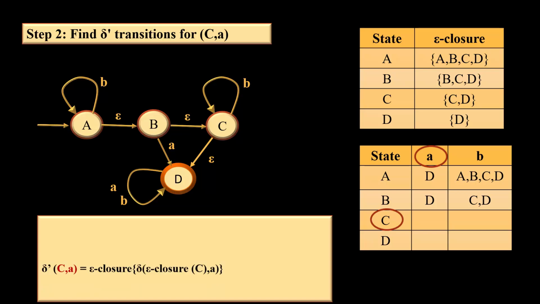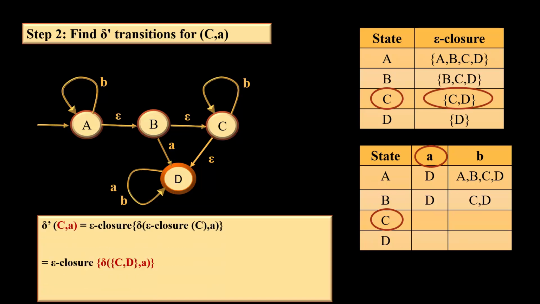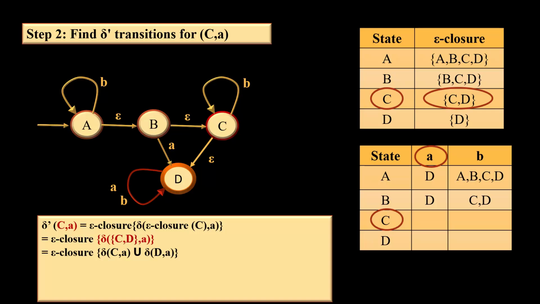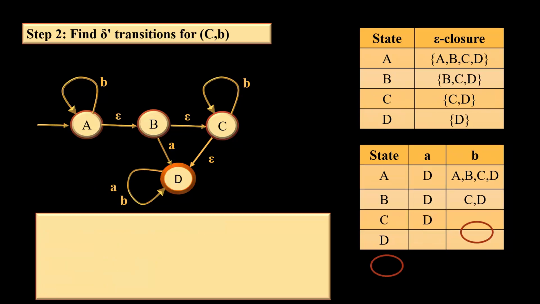Next we move to third state, that is capital C, C comma A, that means epsilon closure of CD comma A. We will check the NFA, C comma A, phi, D comma A, D. So ultimately we will get epsilon closure of D, which is D itself. Next we move to C comma B.